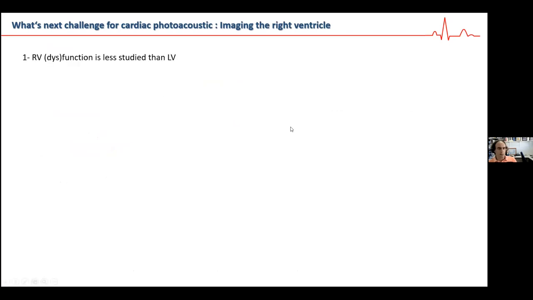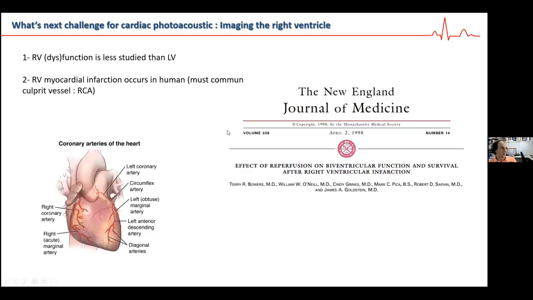And basically, in the literature, right ventricle function or dysfunction is less studied than LV. I don't understand that very well because it is still very important pathologically. You have examples like pulmonary hypertension, or even better in our case, right ventricular myocardial infarction in patients. It occurs in humans, and the most commonly culprit vessel is the right coronary artery. But in the literature, you can't find a lot of papers about animal models to see what's going on after myocardial infarction, specifically on the right side.